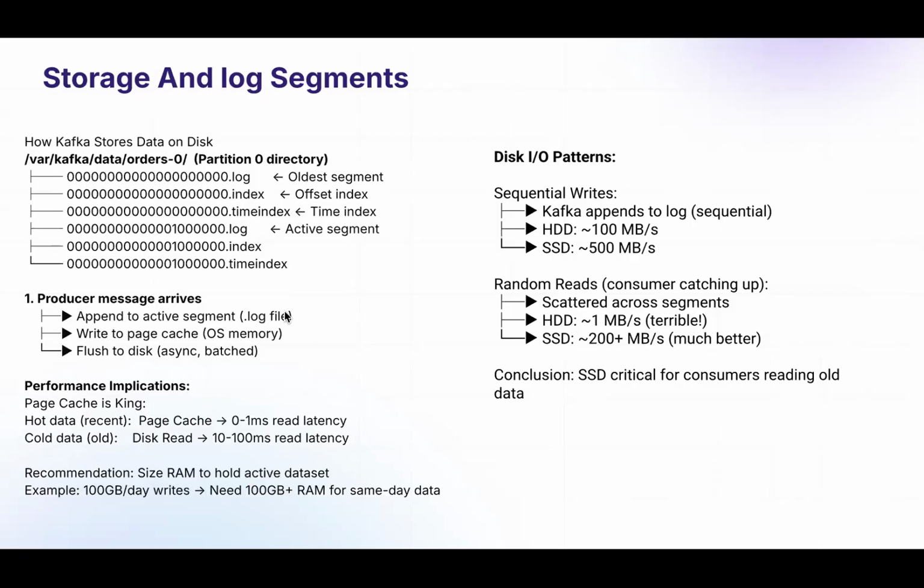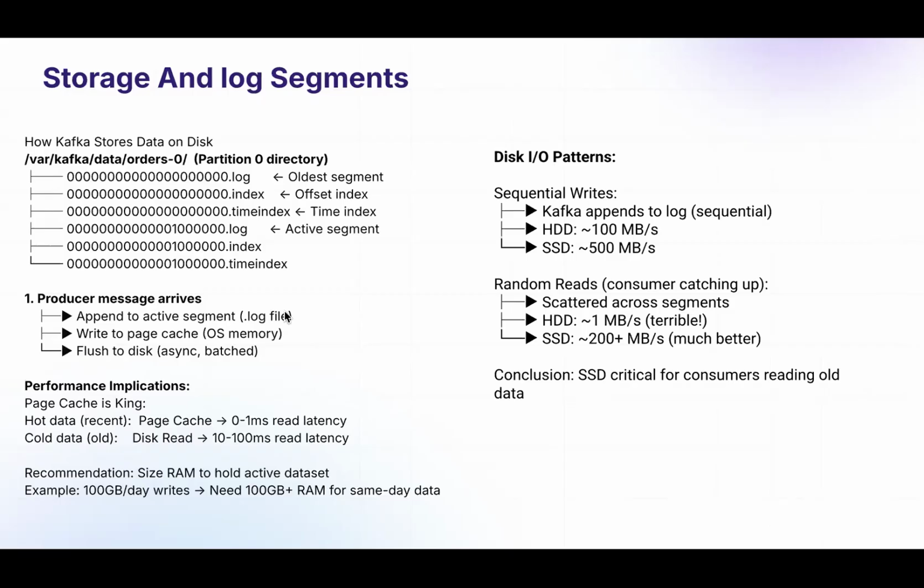This is why Kafka is fast: sequential writes, not random writes. Here's the key insight: page cache is king. If your data is in page cache, reads are 0 to 1 millisecond. If Kafka has to go to disk, then you're looking at 10 to 100 milliseconds. That's a 100x difference. The recommendation is to size your RAM to hold your active data set. If you're writing 100 GB per day and consumers are typically reading same-day data, you want at least 100 GB of RAM for page cache.